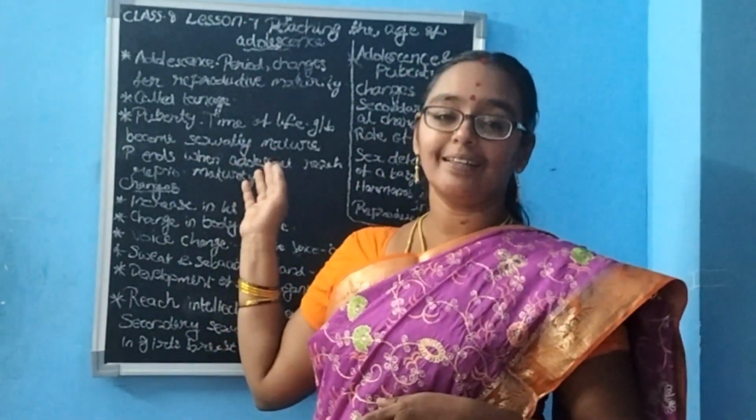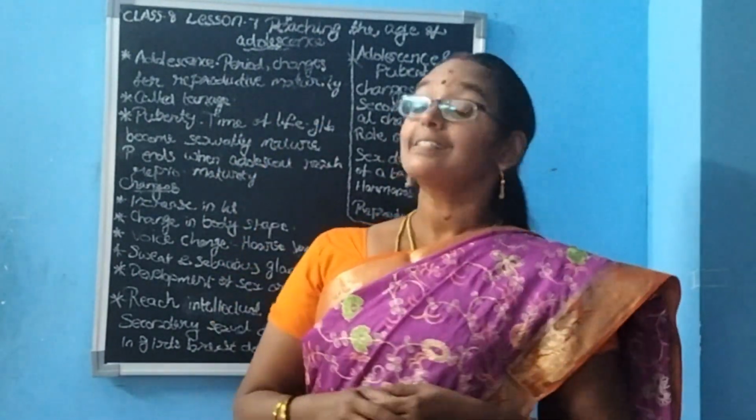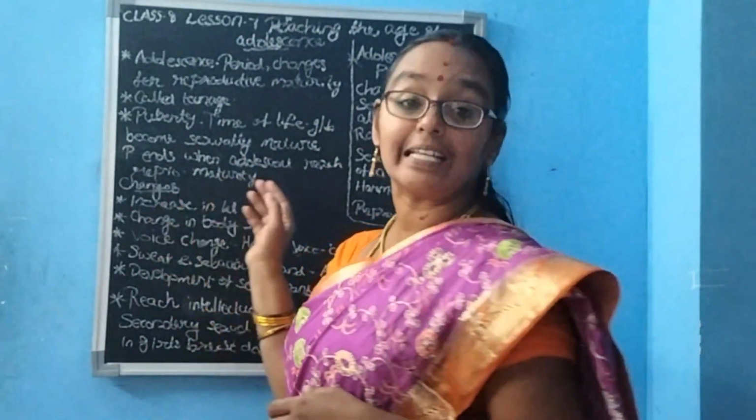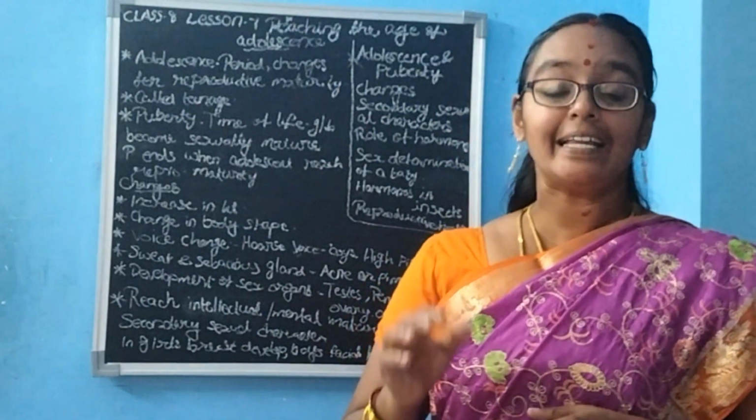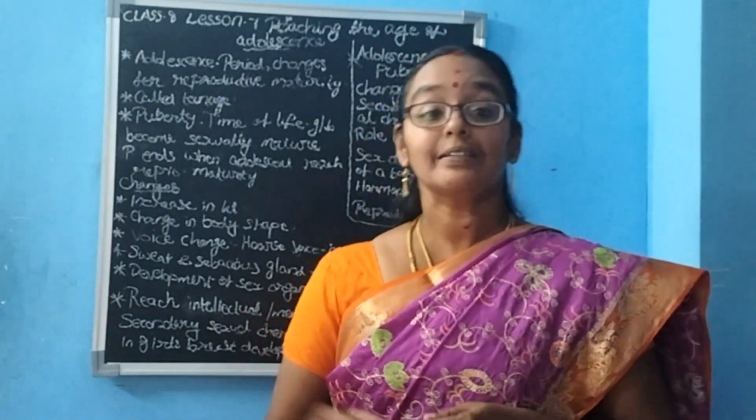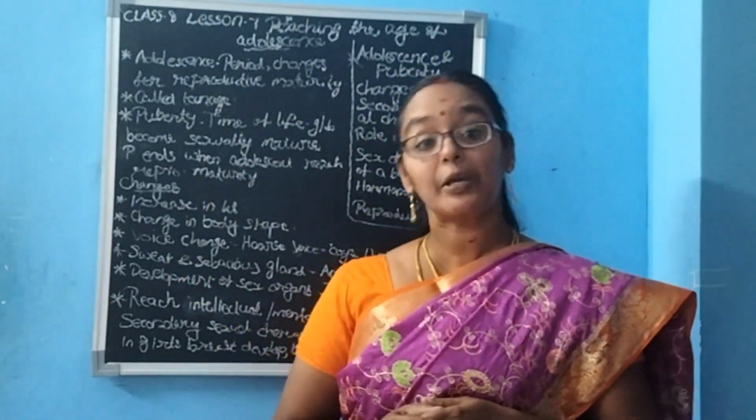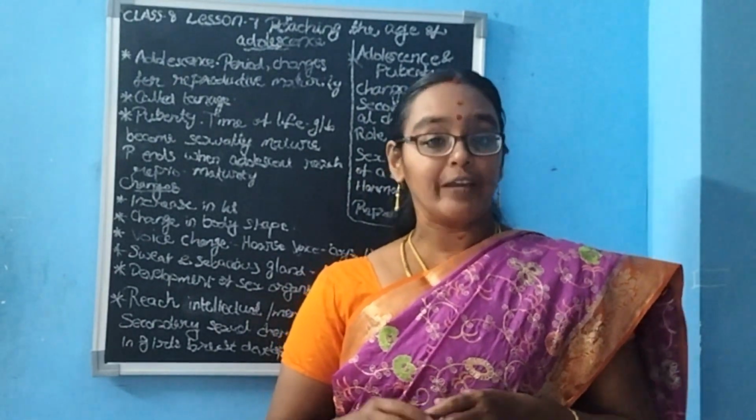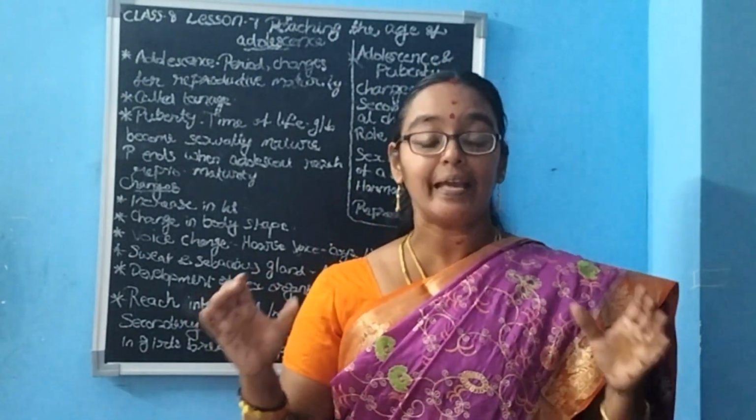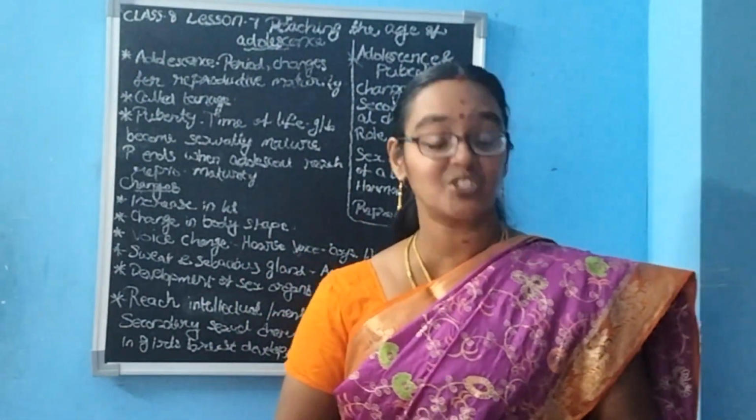Today we are discussing class 8, 7th lesson, that is reaching the age of adolescence. It is a continuation of the 6th lesson, that is reproduction in animals. We have discussed very deeply about the reproduction in animals in the 6th chapter.